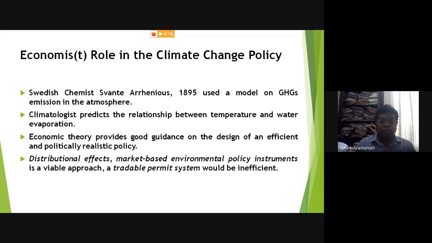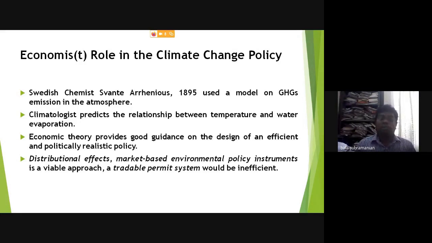The second aspect is market-based environmental policy instruments. For example, many people discuss carbon tax and economic incentives for controlling CO2 emissions. You have probably heard about carbon trade, carbon tax, and incentives. These are market-based economic instruments, and we are going to discuss that kind of issue also: how economic theory, especially economic instruments, works for climate change policies. So these are some important roles.